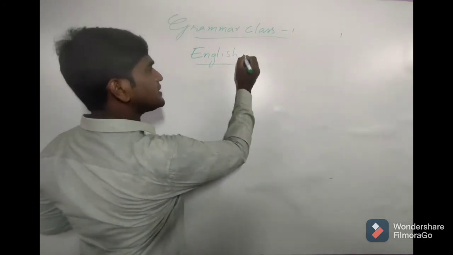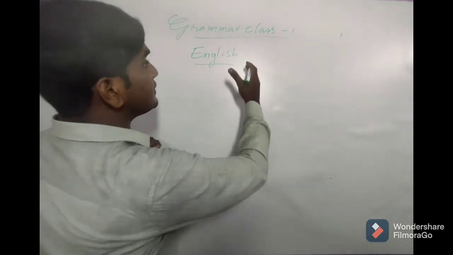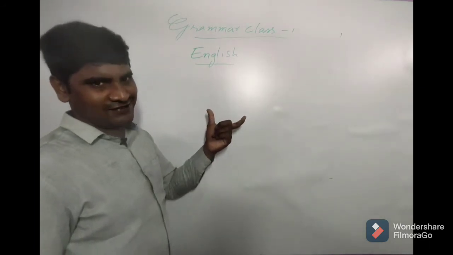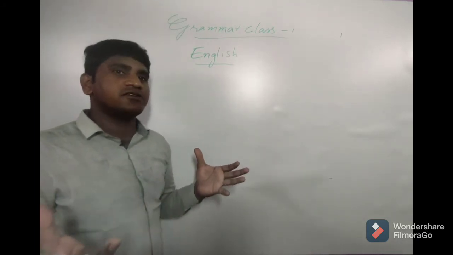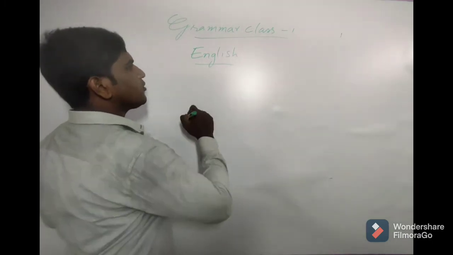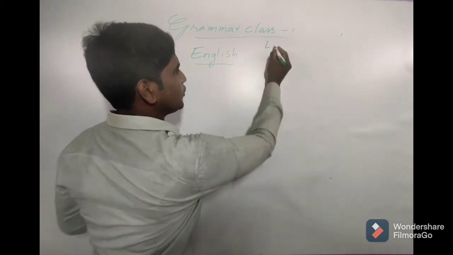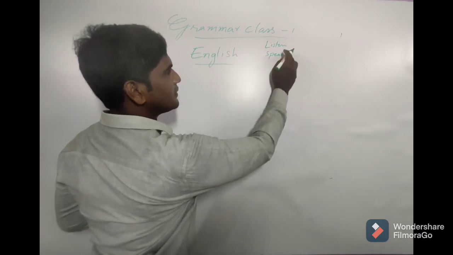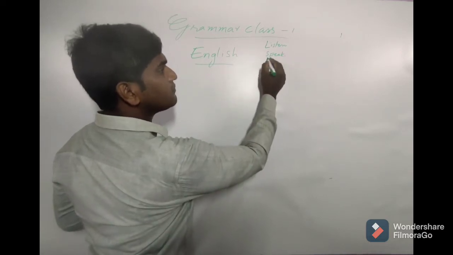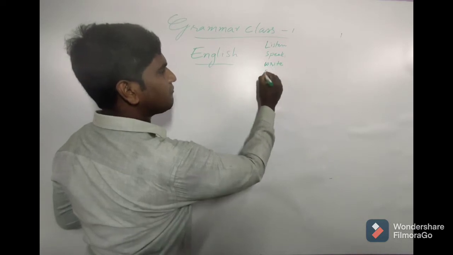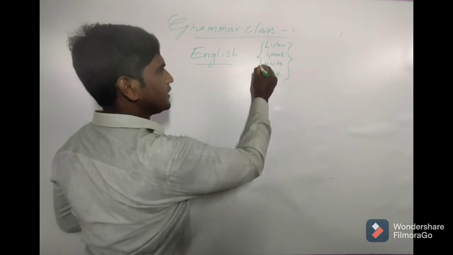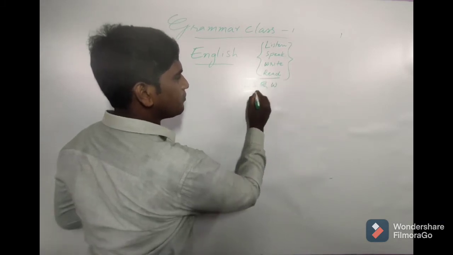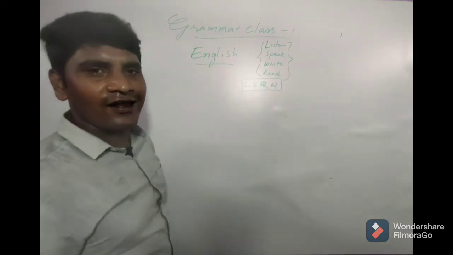As English is a language, in how many forms has the English language been available to us? We listen to English, we speak English, we read English, and we write English. That is why, when it comes to English, we talk about LSRW skills. Have you heard it? LSRW skills: listening, speaking, reading, and writing.